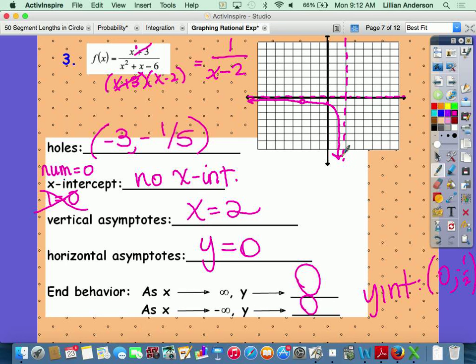Where's the other curve? Top right. And it follows the same thing. You can't touch the vertical or the horizontal asymptote.